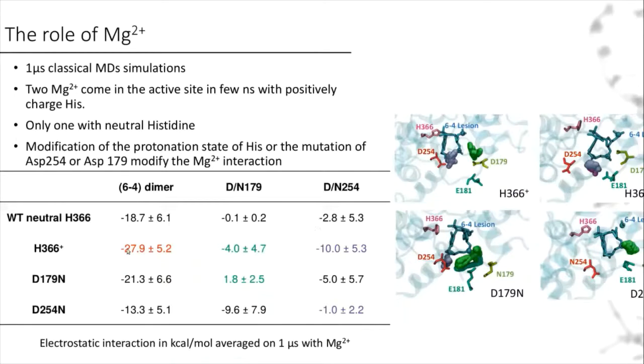If you look at the electrostatic interaction, you see that the electrostatic interaction between the magnesium and the diamine is higher when you have a positively charged histidine, and it is lost when you mutate the aspartate to asparagine.